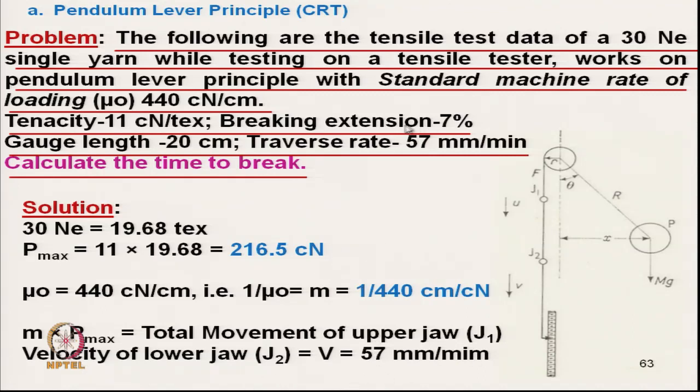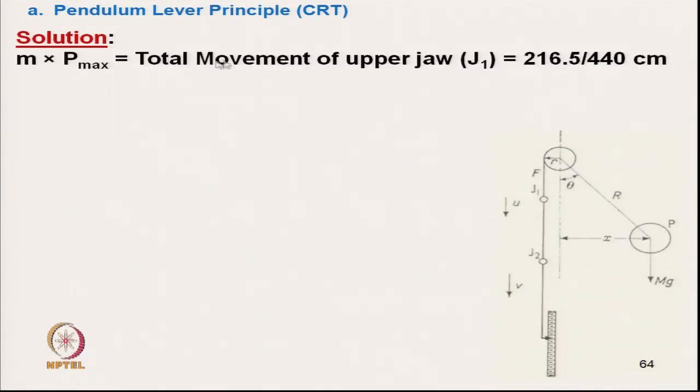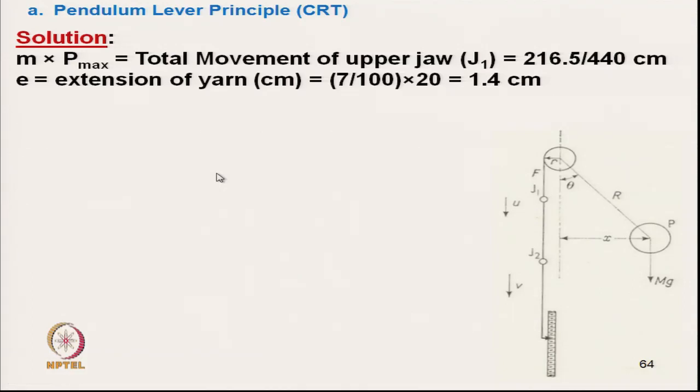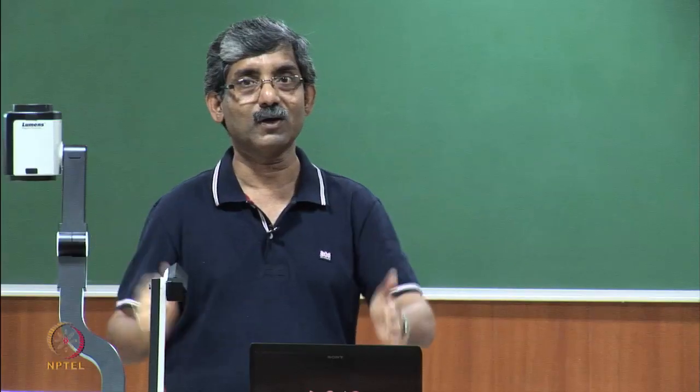And the velocity of the lower jaw is known, it is 57 millimeter per minute. So, in this way we can calculate. So, the total movement of the upper jaw is 216.5 by 440 centimeter. This is the total movement of the jaw 1, J1. Okay. And E is the extension of the yarn, which we know, it is 7% of 20, that means 1.4 centimeter. So, this is the total movement of the upper jaw, and the extension of the material during this process is 1.4 centimeter. Now, what is the total movement of the bottom jaw?